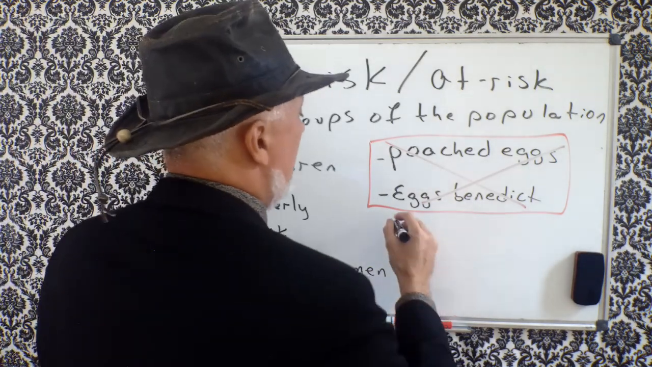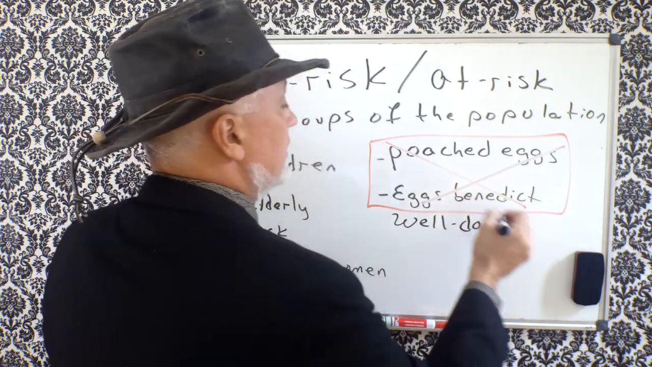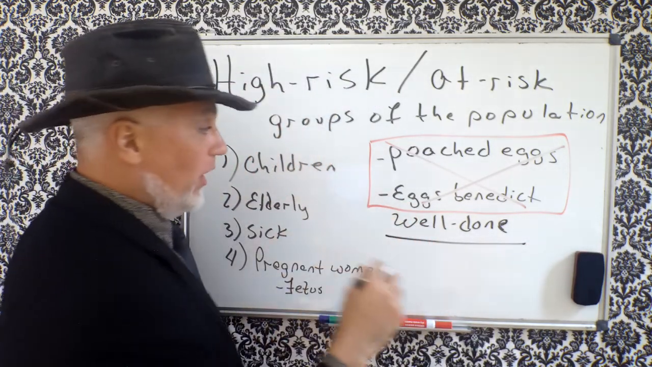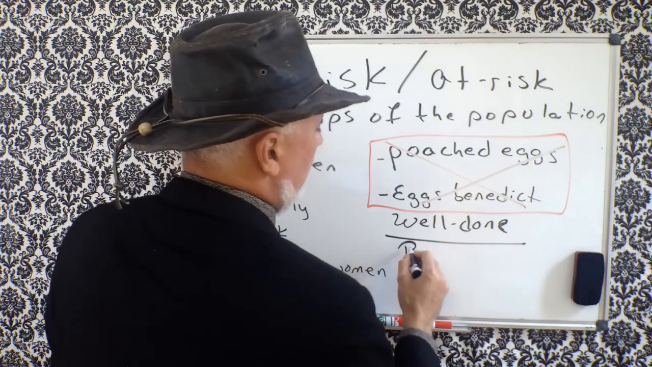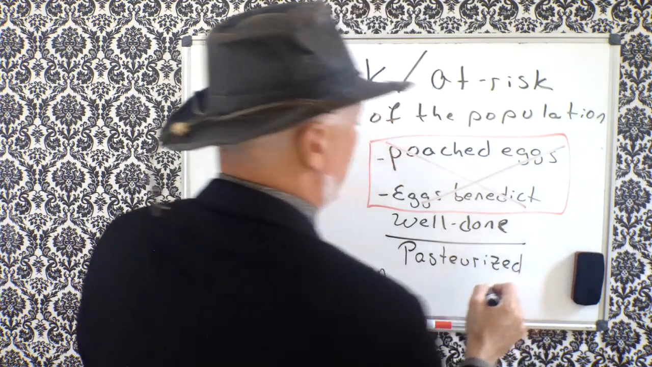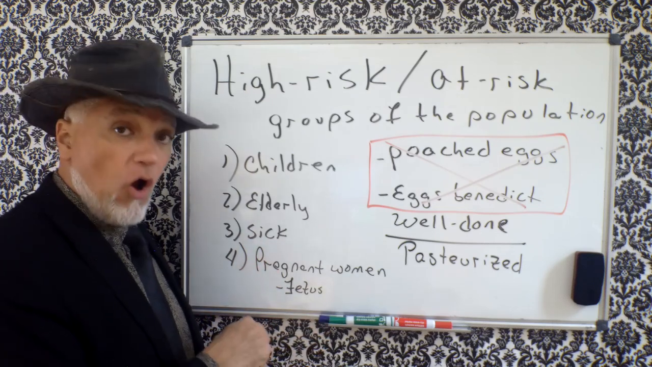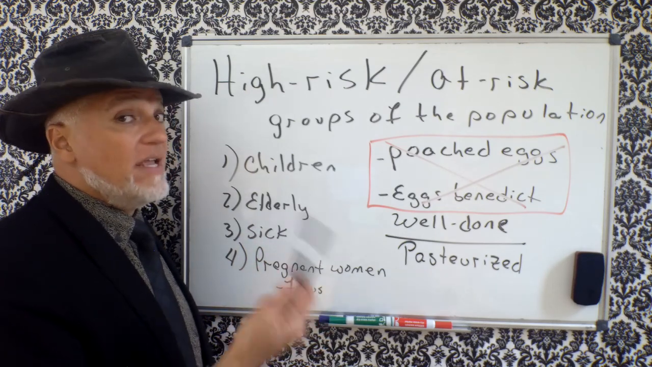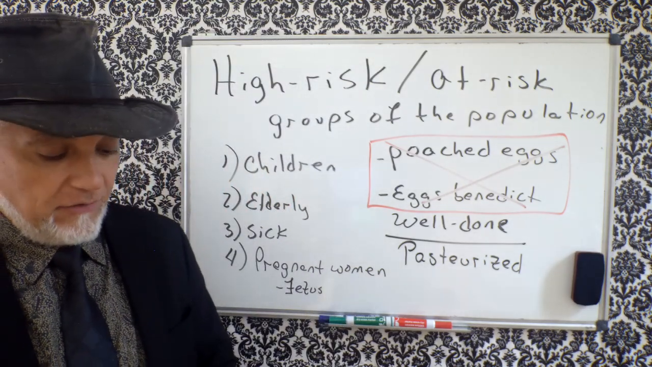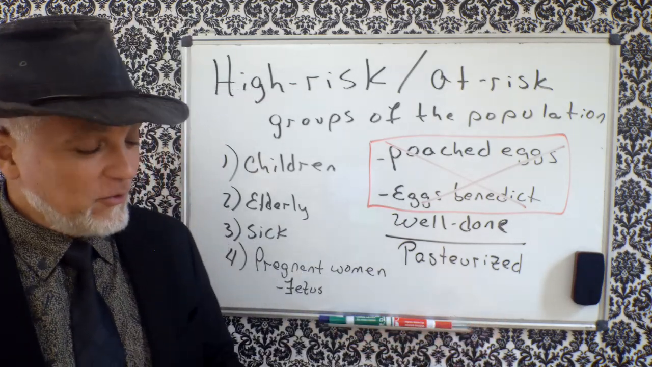Why? Because they are not well done. So you want stuff that is well done, and you also want to make sure that it is pasteurized. So you want to substitute pasteurized eggs for raw eggs. You get it? Or you may even go with powdered eggs. If you've ever had powdered eggs, I don't know. I can't tell the difference. Maybe you can, except when it's sunny side up. A powdered egg is kind of like, what in the world is that?